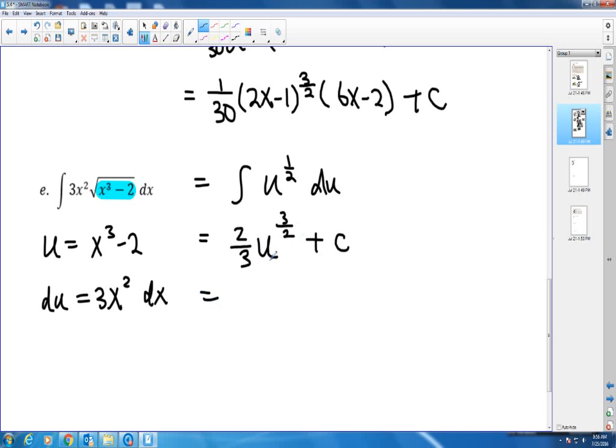And now I will just bring back the x to the third minus 2 for the u. So that'll be 2/3 times x to the third minus 2, to the 3/2 power, plus c. Okay, u substitution, a very, very powerful technique. And these problems I'm doing are just simple examples of u substitution.